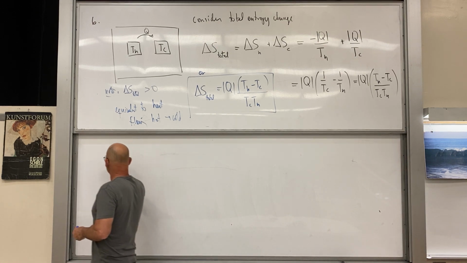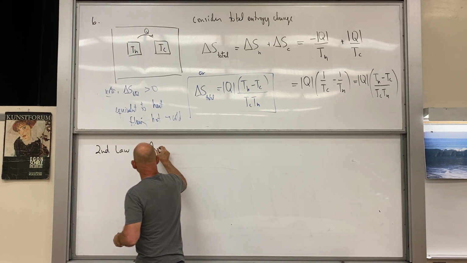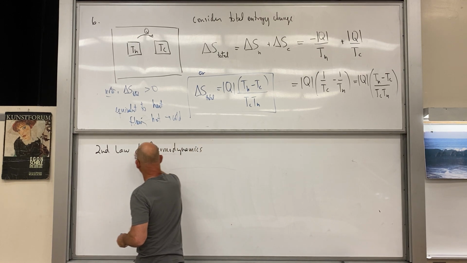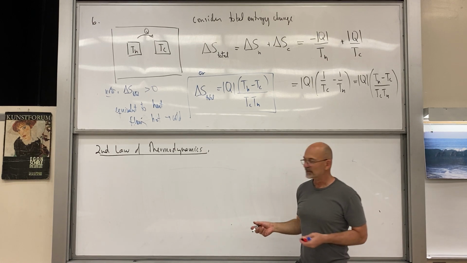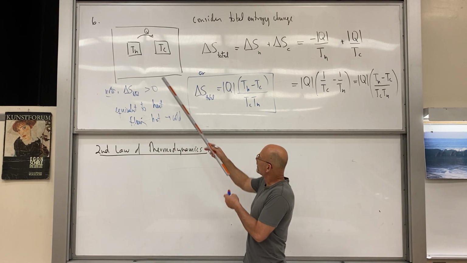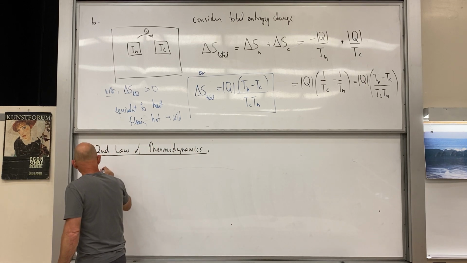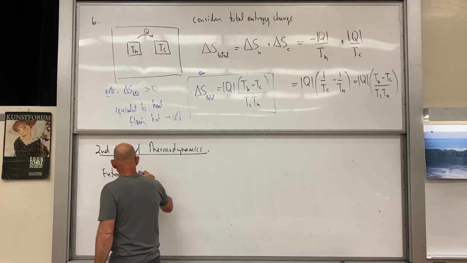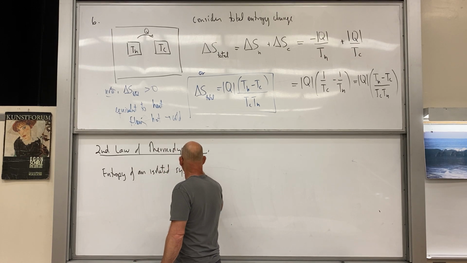So let's just call this second law of thermodynamics. The entropy of an isolated system increases. Okay, but yeah, that's just a basic statement, but this is what we're supposed to think, right? Energy flow hot to cold. Okay, very general. Entropy of an isolated system increases.